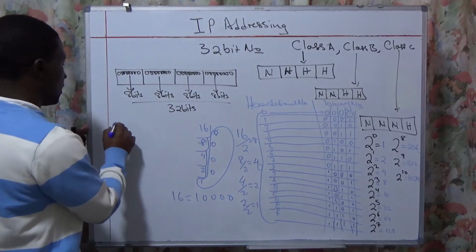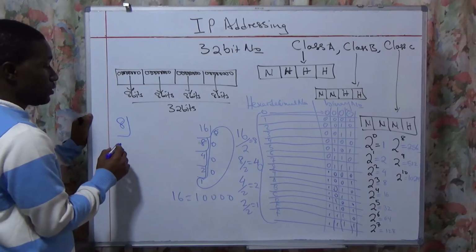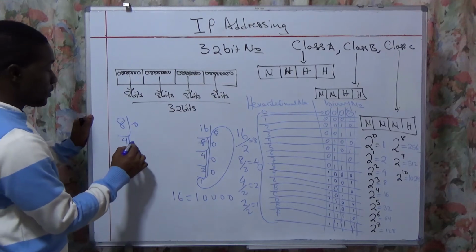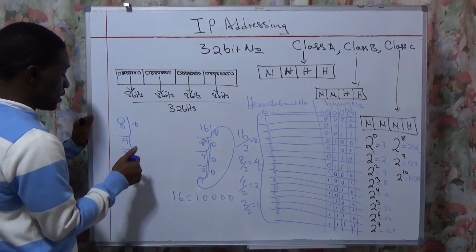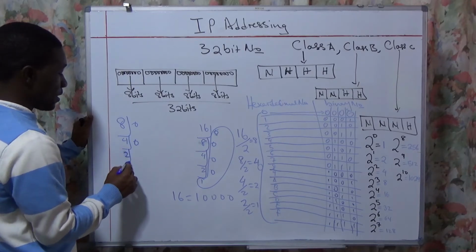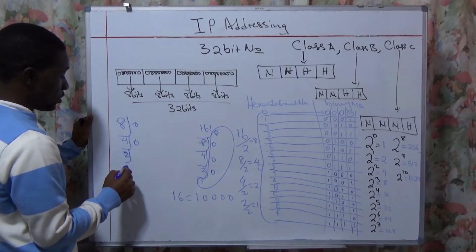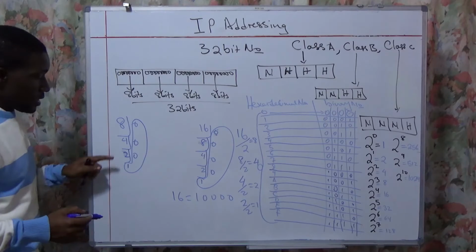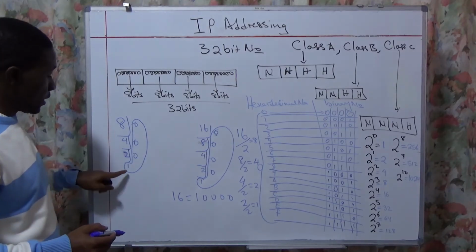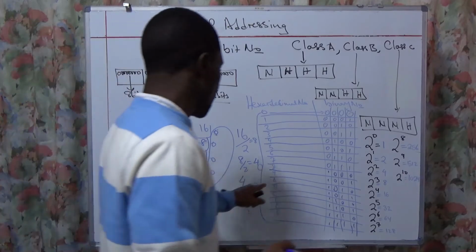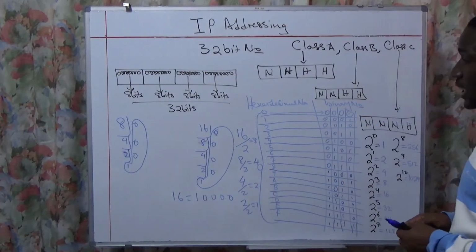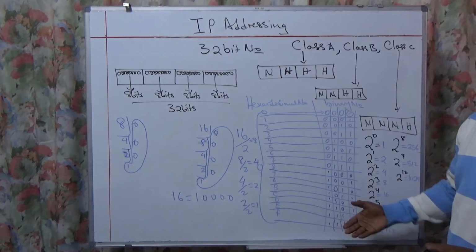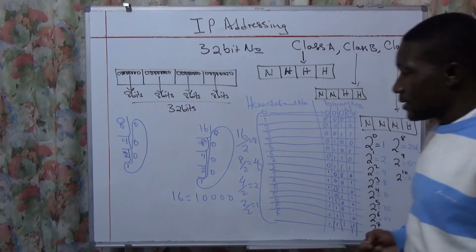What about 8? 8 divided by 2 is 4, remainder 0. 4 divided by 2 is 2, remainder 0. And 2 divided by 2 is 1, remainder 0. And this 8 is 1, 0, 0, 0, which is here 1, 0, 0, 0. So we can do either this format or this quicker format, depending on what you feel like. Right.